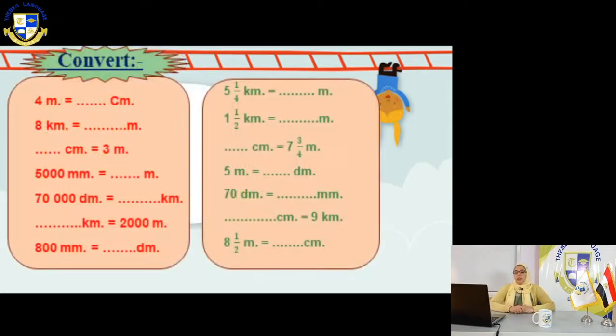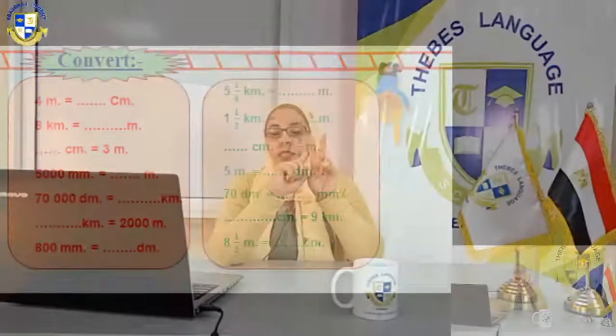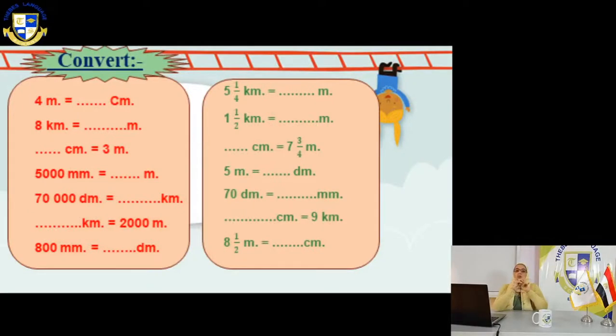Now we have an exercise. How do we convert from one unit to another? The first question, 4 meter, and we want to convert it into centimeter. To convert from any unit to another, please ask yourself 2 questions. First, we convert from meter to centimeter, so we convert from big to small. Second, meter equals how many centimeter? We multiply. Excellent, 100. So we multiply by 100. 4 times 100 equals 400.